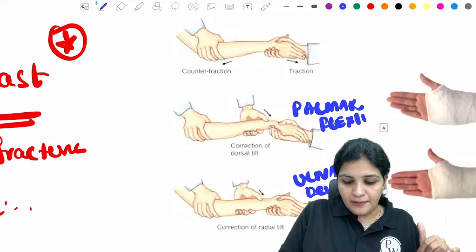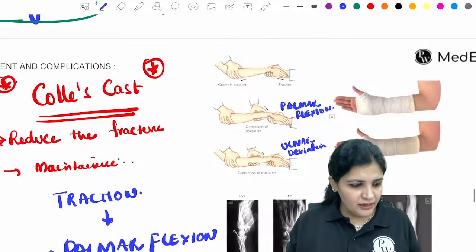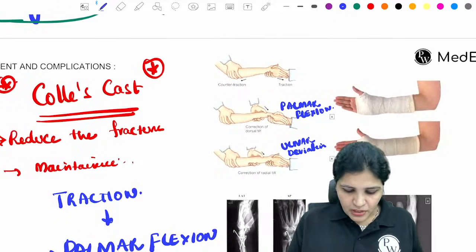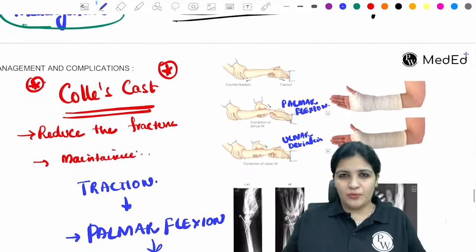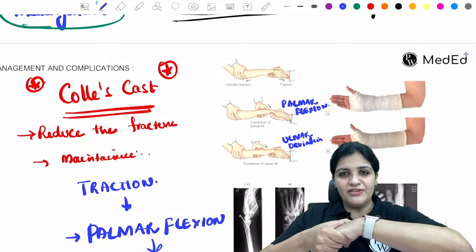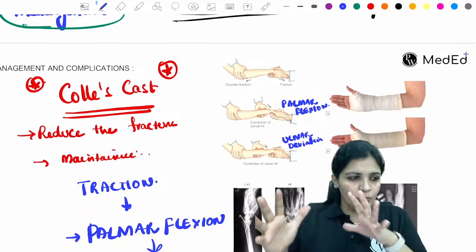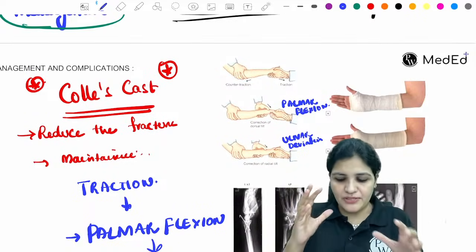No mugging up, no mnemonics, pure concepts, okay? So this is how you reduce it. Once you reduce it, you do the palmar flexion by correcting the dorsal tilt, you do the ulnar deviation correcting the medial tilt, and now you take a check x-ray. There's a C-arm in the OT, so we take a check x-ray and you see the correction.